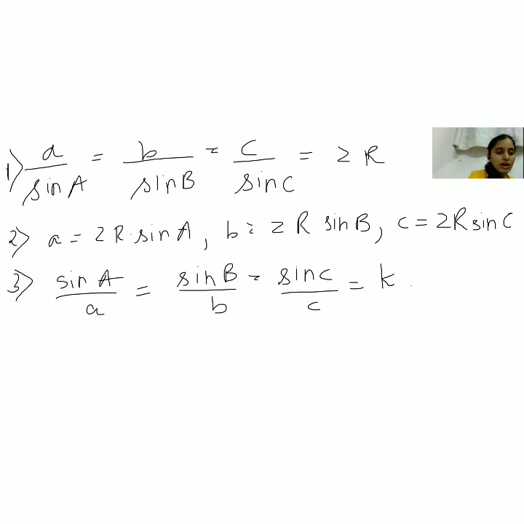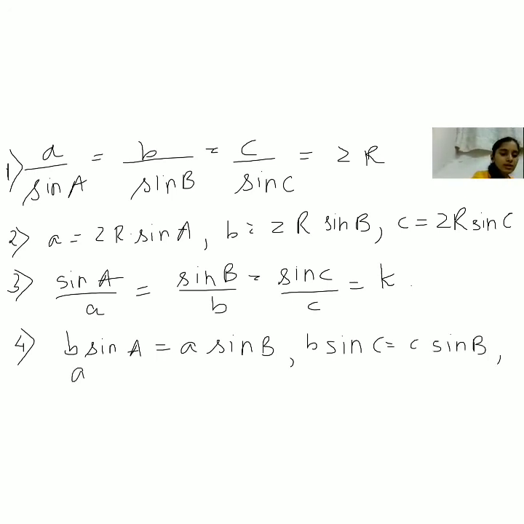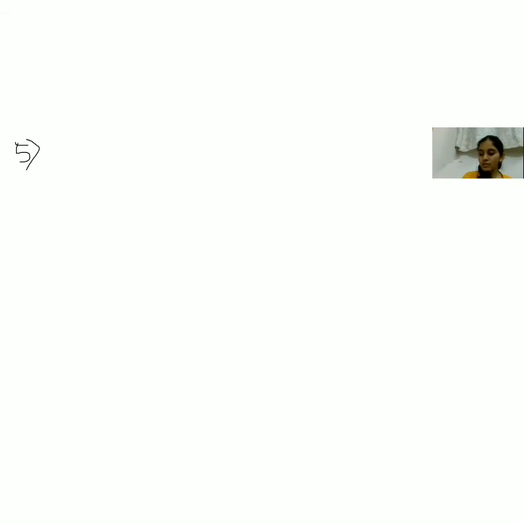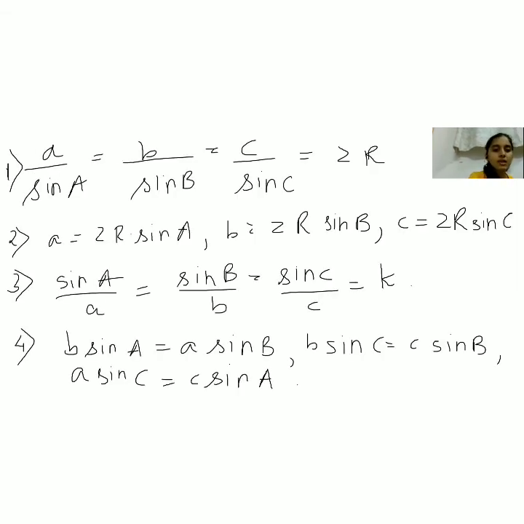Then we can have one more method. We can say b sine A is equal to a sine B, first two ratios. Then b sine C is equal to c sine B. And the last one could be a sine C equal to c sine A. Just cross multiplying various ratios, you can get different types of the sine rule. The fifth one, I'm taking different ratios: a upon b will be sine A upon sine B.